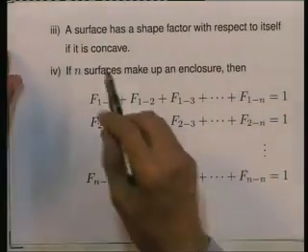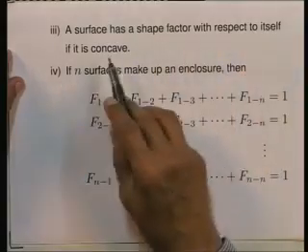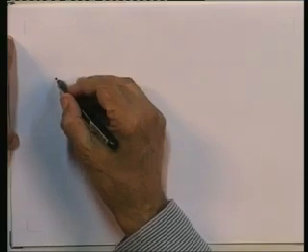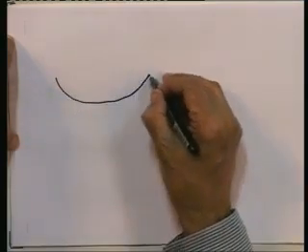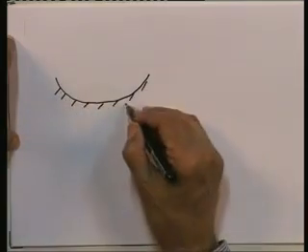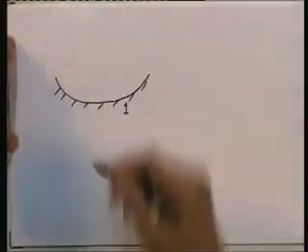The third remark which I want to make is the following, which I have made earlier and I am repeating. I am saying a surface has a shape factor with respect to itself if it is concave. What I mean is the following. Suppose I have a concave surface like this, surface 1. It is concave like this, emitting radiation.